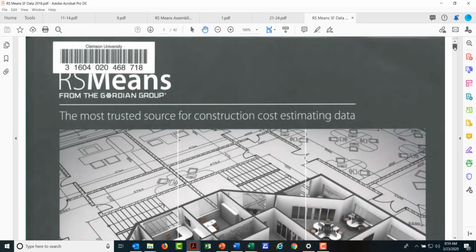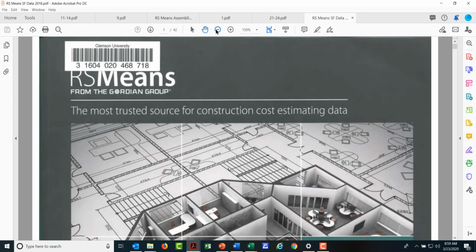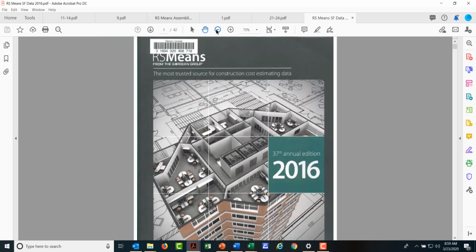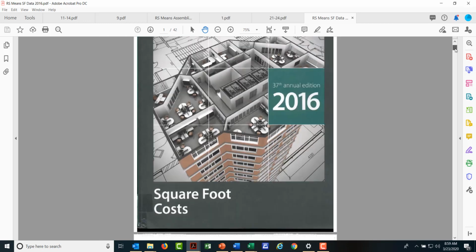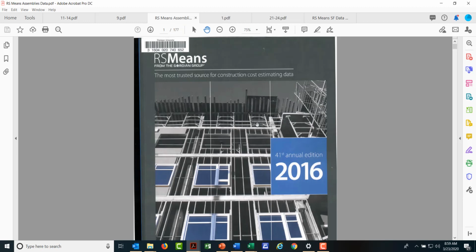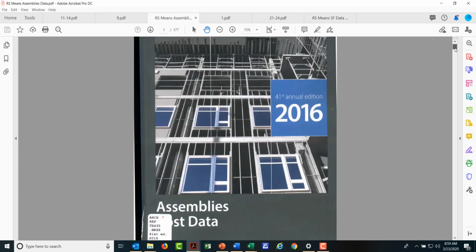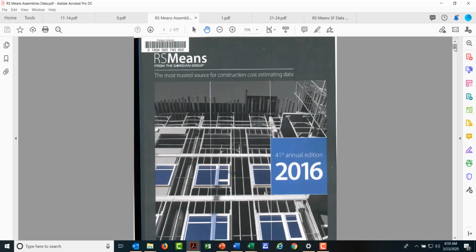We're going to be using, like I said, RS Means, the square foot pricing. I think this is a square foot book. And we're also going to be using RS Means Assembly with the 2016, which is this book. And again, what I've done on Blackboard, I don't have access to the library anymore. In fact, they're going to lock us out.